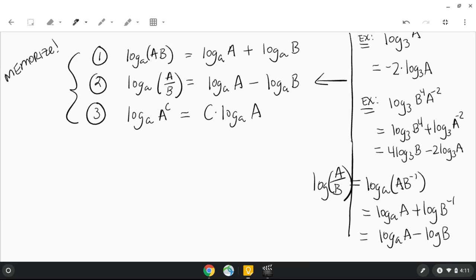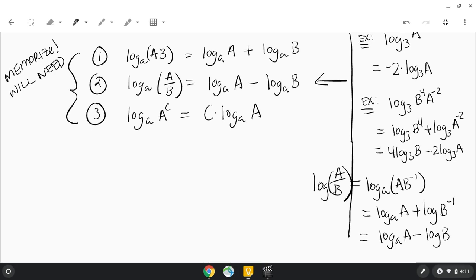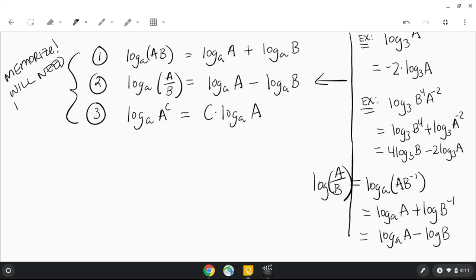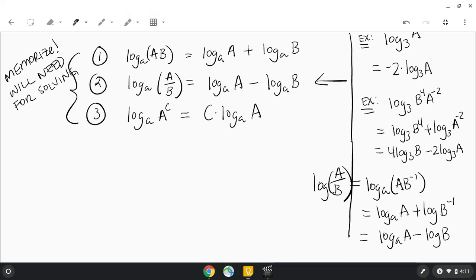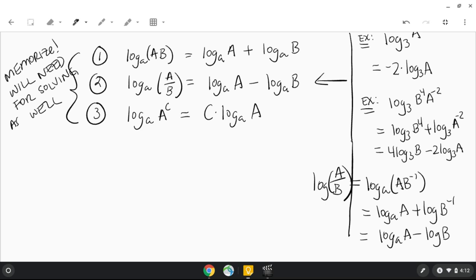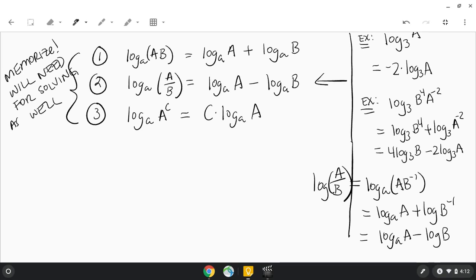Okay, and we will need these for solving. All right, so let's take a look at how we use these laws for evaluating.